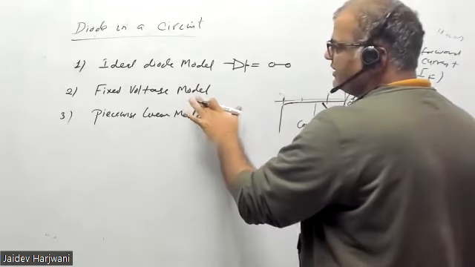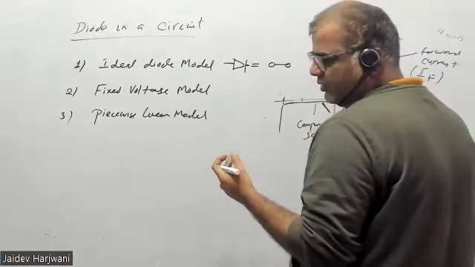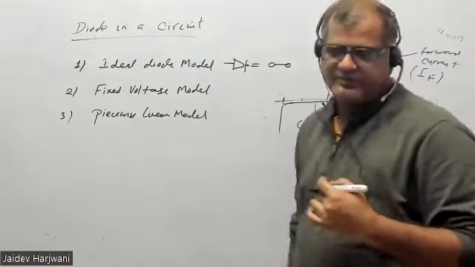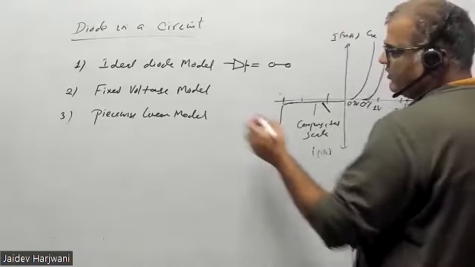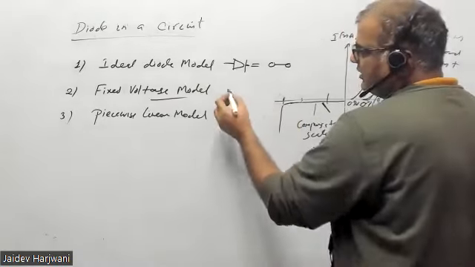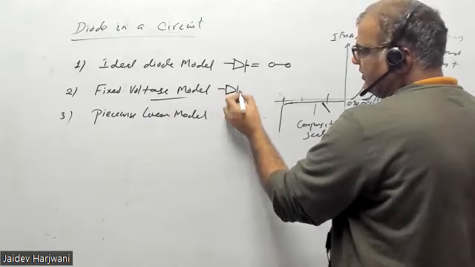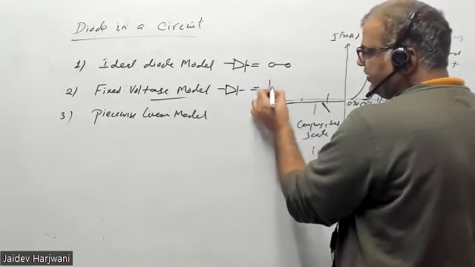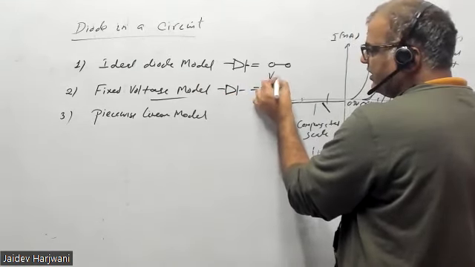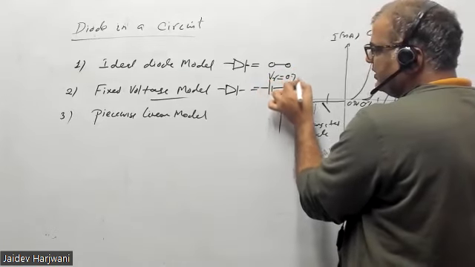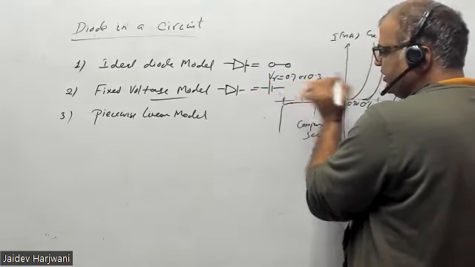And this model says no, the diode has some voltage drop. So a fixed voltage drop is written here. So the diode in this model can be replaced by a battery of V gamma, either 0.7 or 0.3.